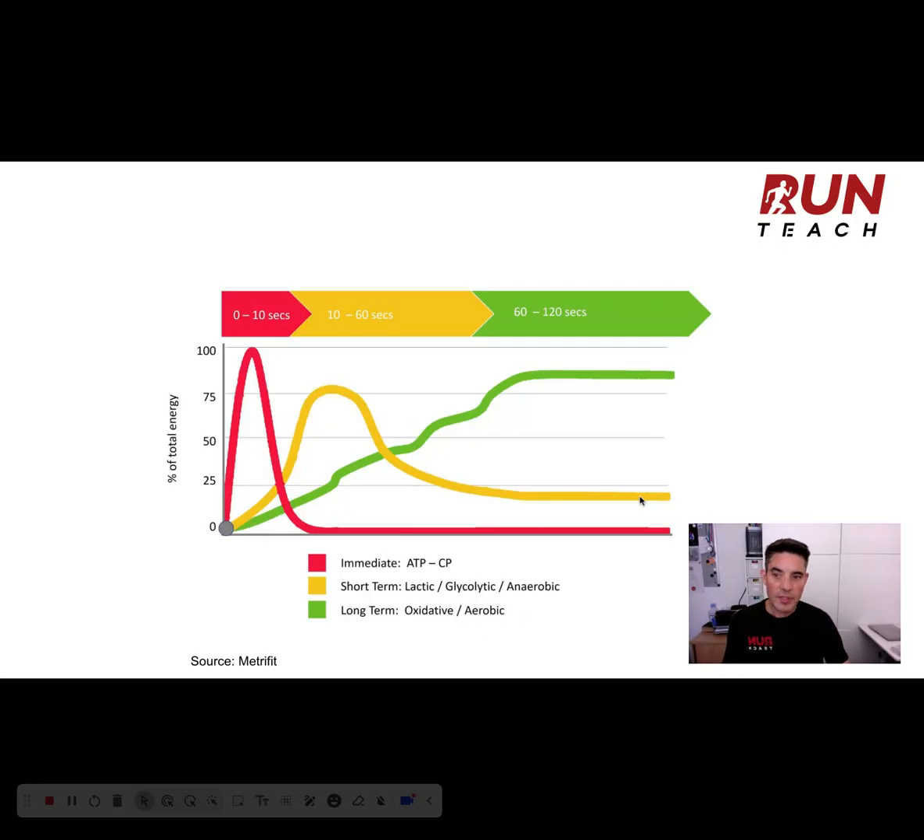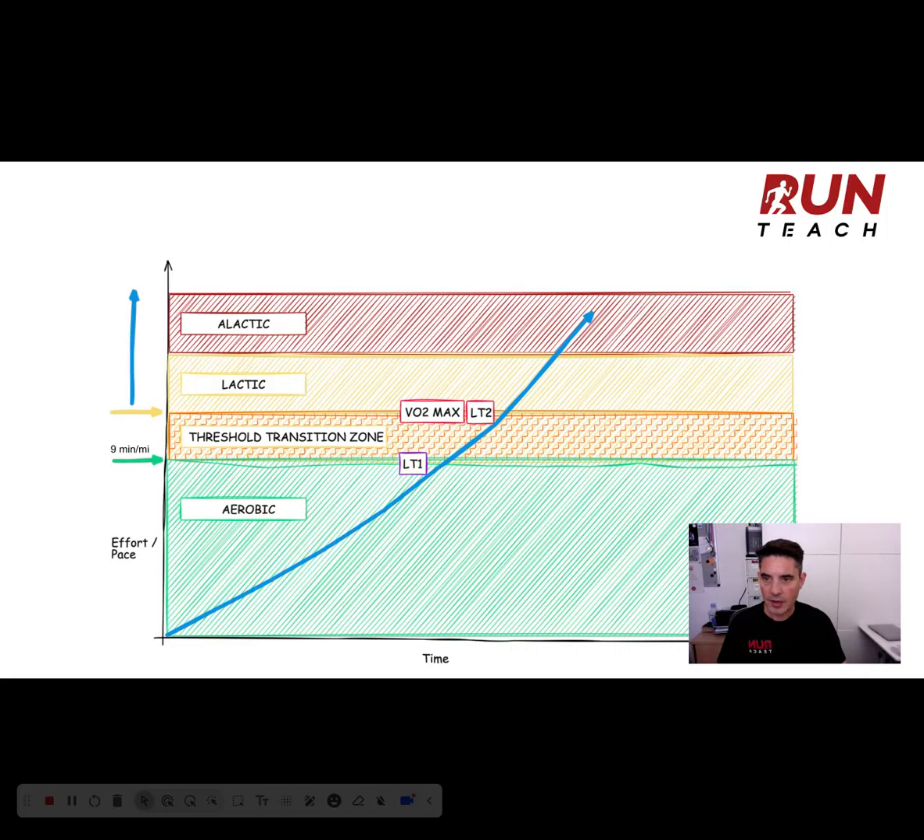So it's quite a nice representation of where the energy is coming from, which system it's coming from when you go out at a hard effort. And we'll see another representation of this in this graphic here.